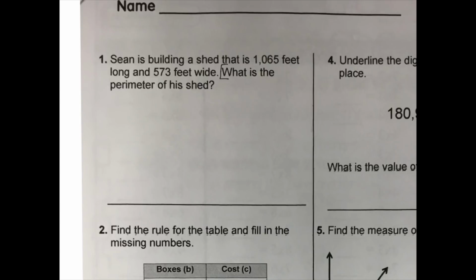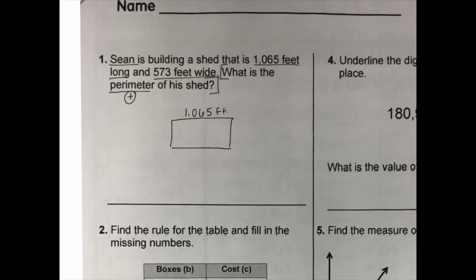First thing we do is bracket the question. Underline the word perimeter. We know perimeter. P, around, the perimeter. It means add them all up, so put a plus sign. We're going to have to add. Underline Sean. We have 1,065 feet long and 573 feet wide. So it helps with perimeter problems if we draw a picture to get an idea of what's going on. So let's draw this shed. We know it's going to be in the shape of a rectangle. We know the length, or the longer side, is 1,065 feet.